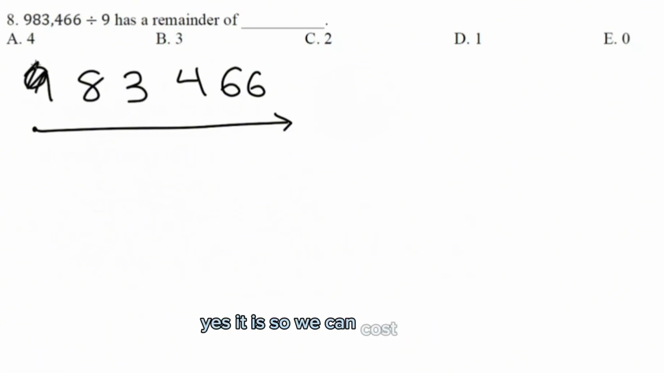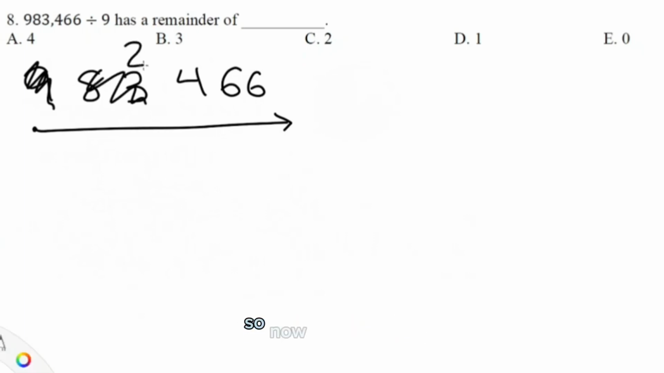Yes, it is. So we can cross that off. Next, is 8 divisible by 9? No, it's not. So let's not cross it off yet. We're going to go to the next number. So we have 8 and 3, which is 83. Is 83 divisible by 9? Well, it's not, but 81 is close. So what we can do is remove 81 from this and leave us with 2. So now we have 2, 4, 6, 6. Now we're going to go back and check.